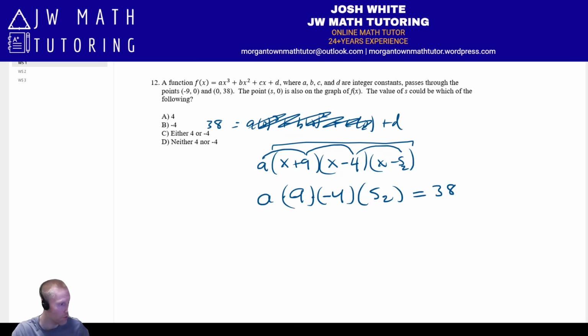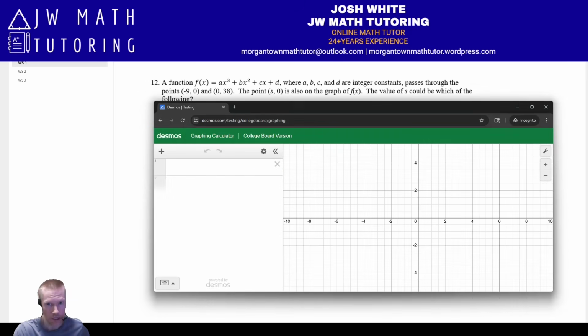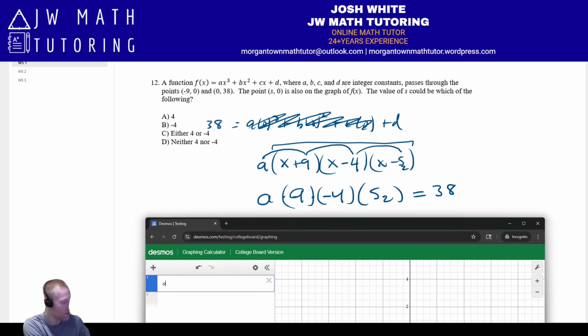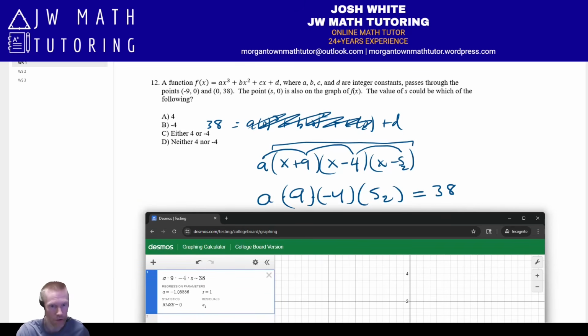All right, so if I just go into Desmos and take a look at this, I'll just call it S in here for right now, and I use regression, and I set this next to 38. Notice it's giving me a non-integer value for a. It's giving me an integer for the other root, but not for a. Now let's say I specify that a has to equal 1.